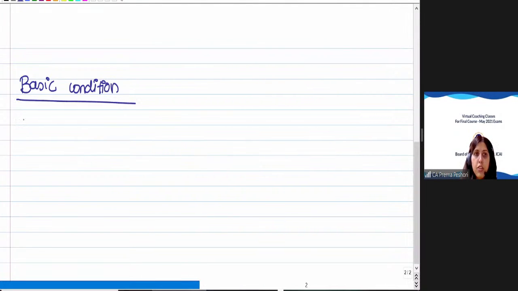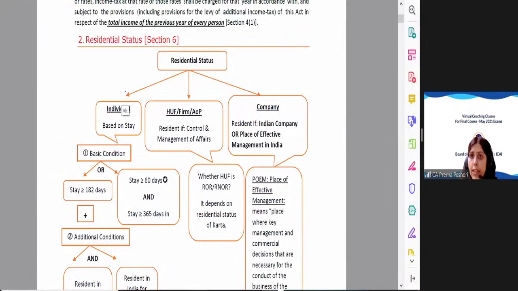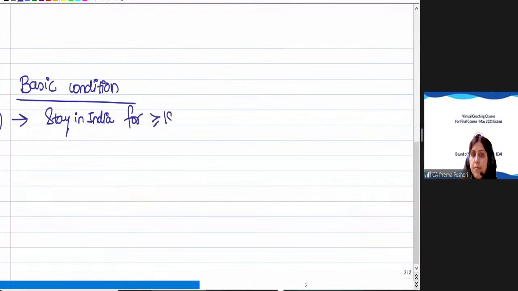What is the basic condition? Number 1, stay in India for 182 days or more. This is the first condition. Clear? The second basic condition is, it's an or condition, right?